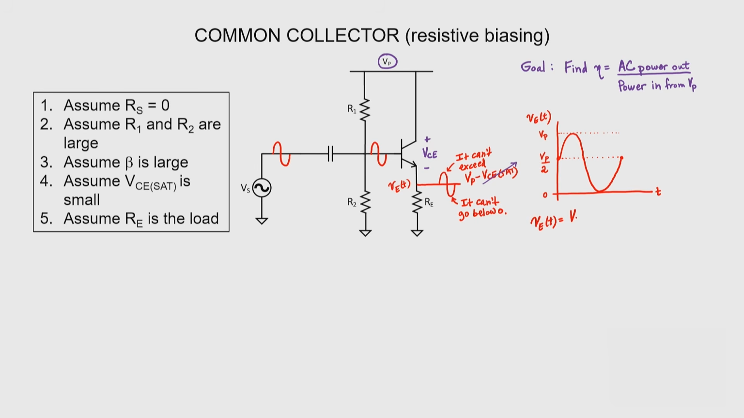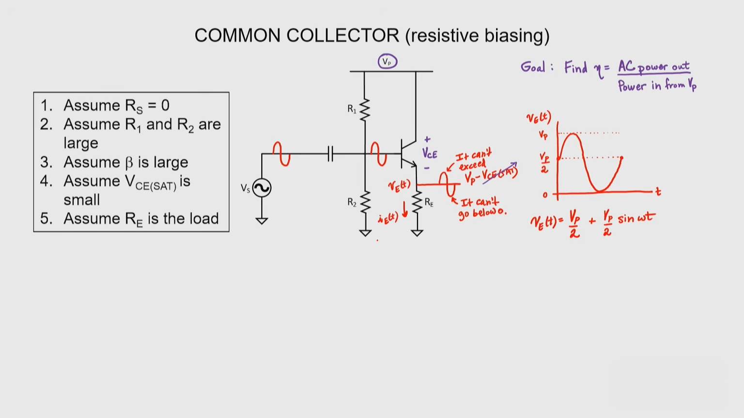I'm interested now in writing an expression for our emitter voltage. We have a DC offset of Vp over 2, and then we have a sine wave with an amplitude of Vp over 2. We'll say it has an angular frequency omega. Of course, we could have some other time-varying voltage as well, but we're going to focus first on sinusoids. What's our expression for the total emitter current? Well, as a function of time, it's just going to be VE divided by RE due to Ohm's law. So this is fairly easy to work out. We just need to divide everything by RE. This is the AC portion of the emitter voltage, and this is the AC portion of the emitter current.